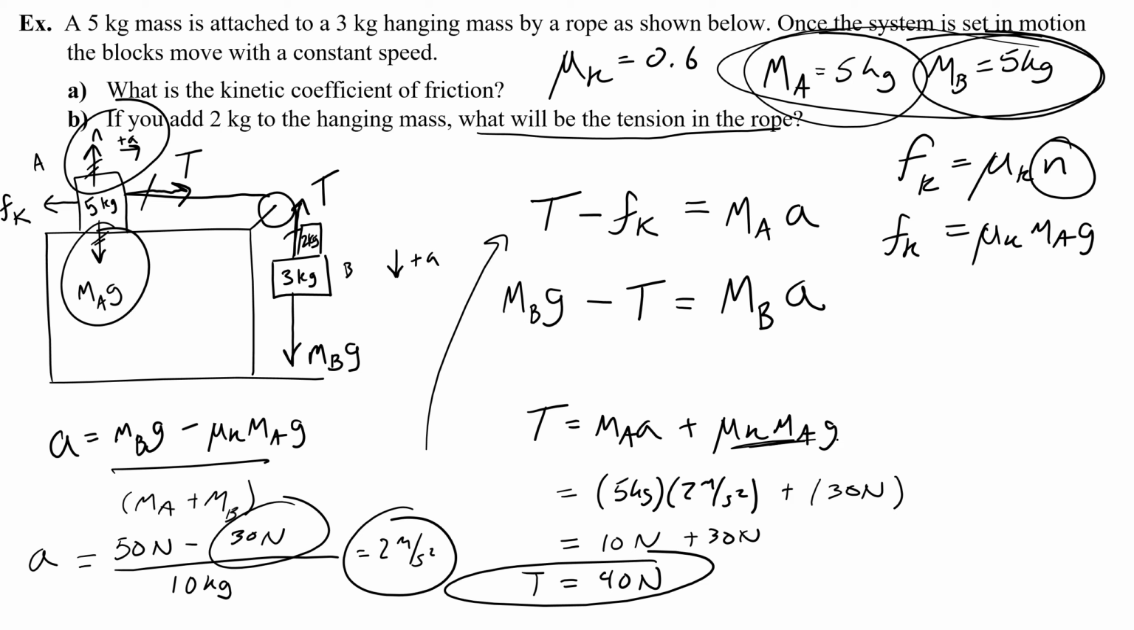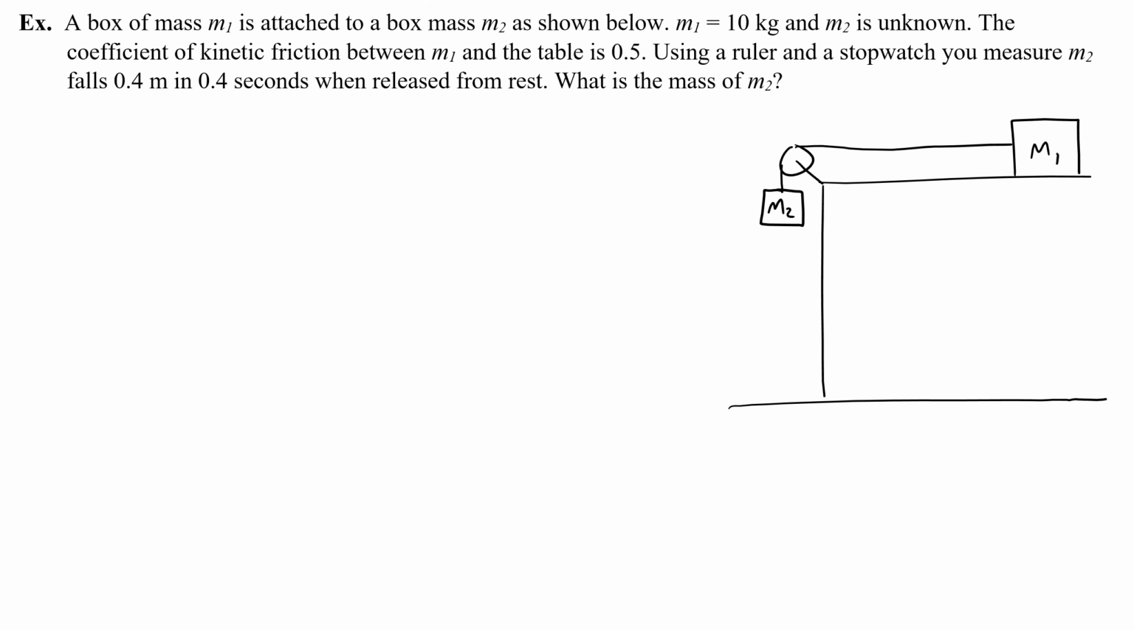Woo. Let's do one more. Oh, this one's going to be rough. A box of mass M1 is attached to a box of mass M2 as shown below. M1 is 10 kilograms and M2 is unknown. Let me rewrite that so I do not forget. 10 kilograms, M2, big old question mark. The coefficient of kinetic friction between M1 and the table is 0.5. Okay, kinetic friction, good to know.